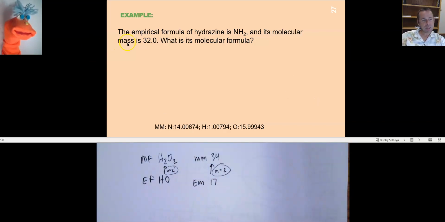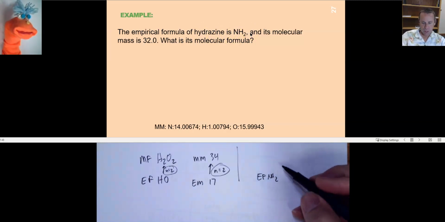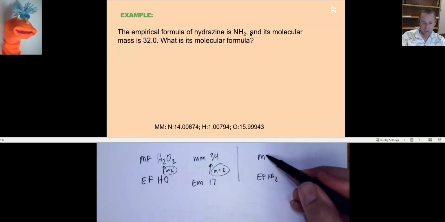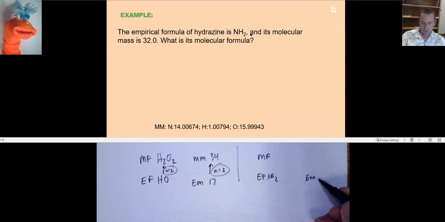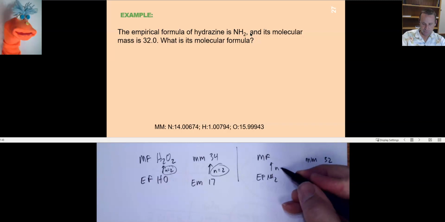So in a situation like this, where we say the empirical formula for this compound is NH2, and its molecular mass is 32, the empirical formula is NH2. And the molecular mass is 32. So we don't know the molecular formula. The empirical mass, we haven't identified that yet. But the molecular mass, we're told, is 32. Okay? So if we're given these two, we can find these two because we know that there's a relationship between the empirical formula, the molecular formula, empirical mass, the molecular mass, by some multiplier, right?